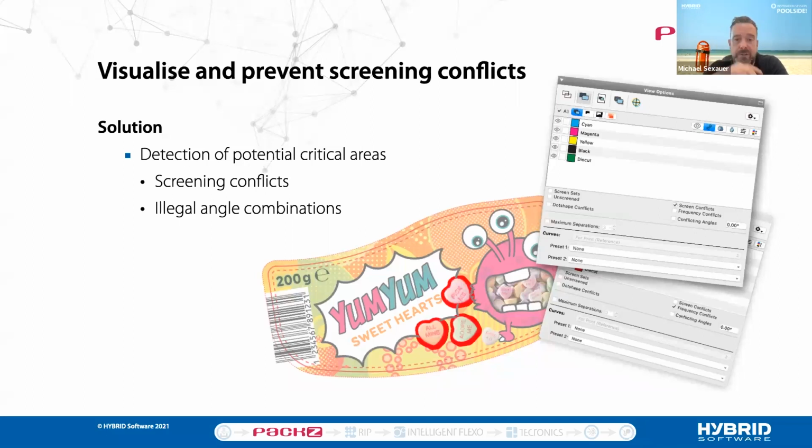So we have defined different screens. So PACS supports the user there, and conflicts in screen rulings and screen angles or dot shapes can be quickly identified and precisely corrected directly in the editor. This avoids, in the end, failures and, in worst case, costly misprints.